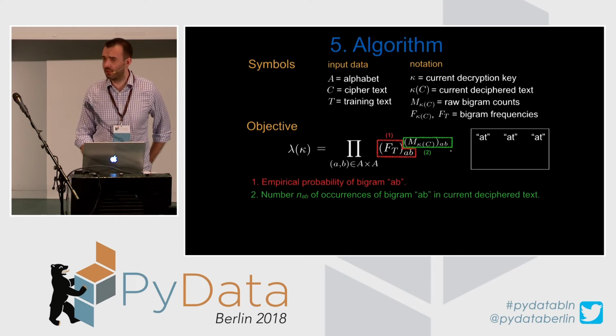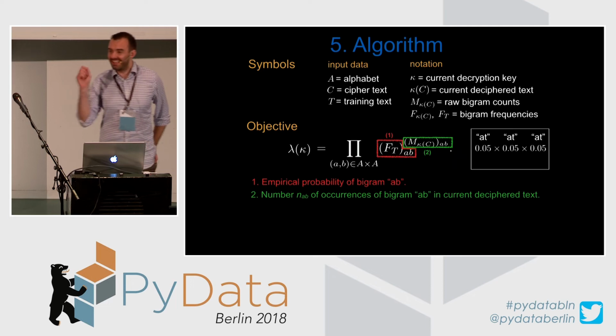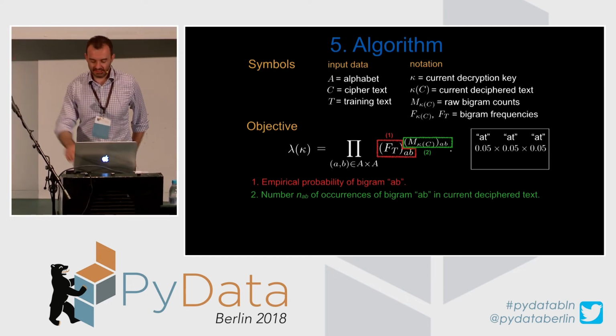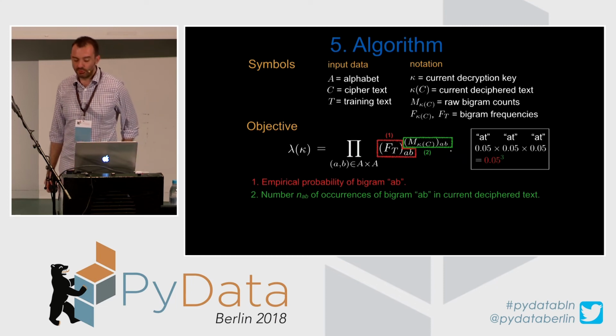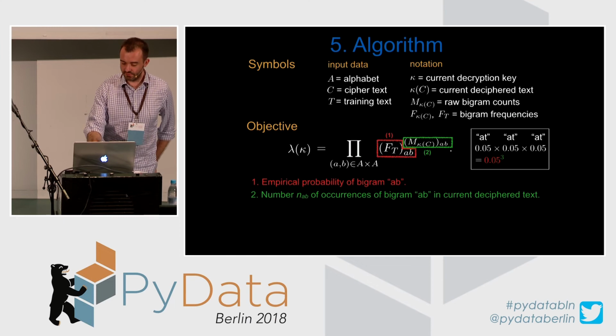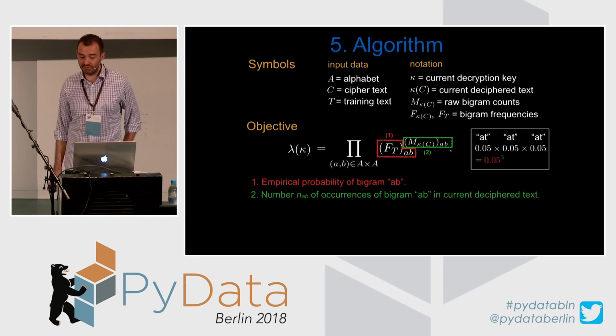Well, AT is a pretty commonly occurring bigram, so let's say it occurs 5% of the time. Naively, you might say, let's just multiply 5% times 5% times 5%, and that'll give me 0.05 to the 3. That's color-coded there to suggest that the 0.05 is the frequency of AT as a particular example, and this integer is the number of times it occurs in the currently deciphered text, the green thing there.